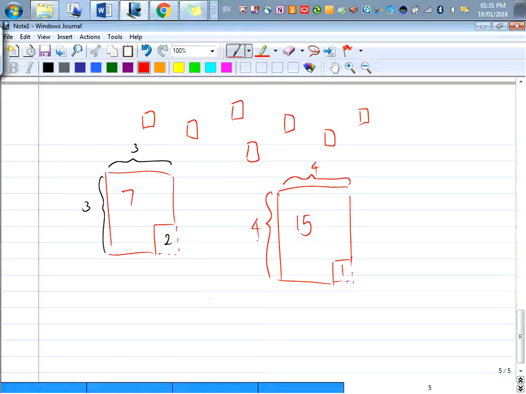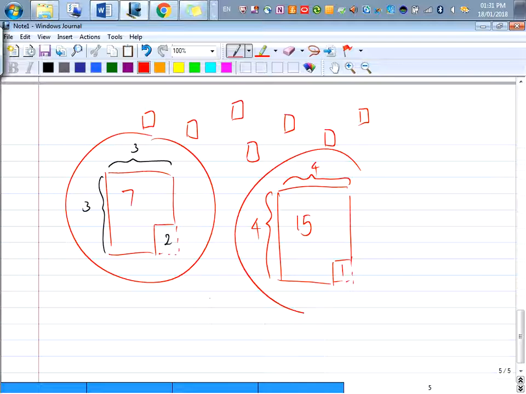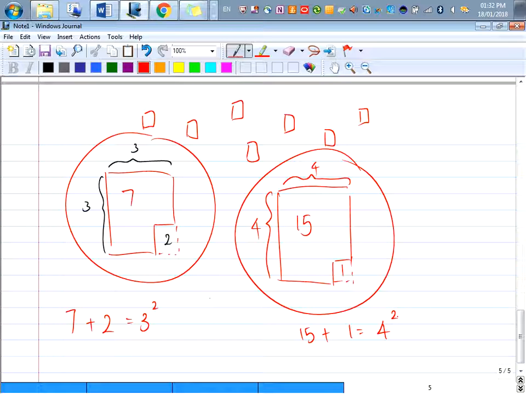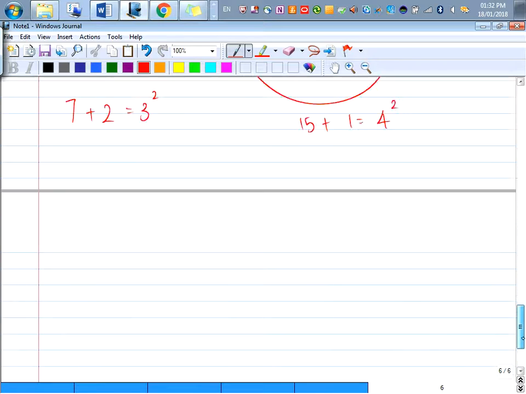Okay? So if you look at these 2 examples, what I have been doing is, the original question 7, I add 2. Right? I added 2 and I get a perfect square. Okay? In this example, 15, I added 1 and I got a perfect square. Okay? This process is called completing the square. Anybody lost? Need to follow. Next part is the algebra already.